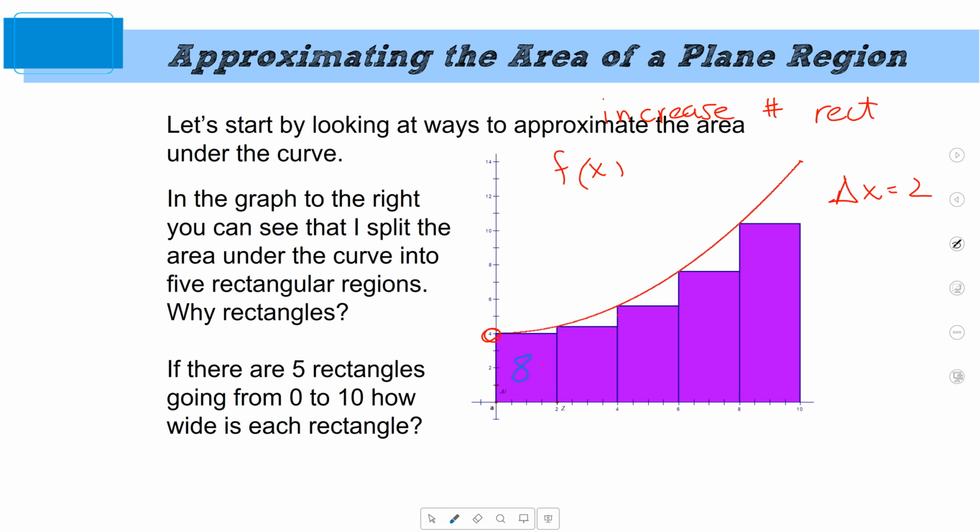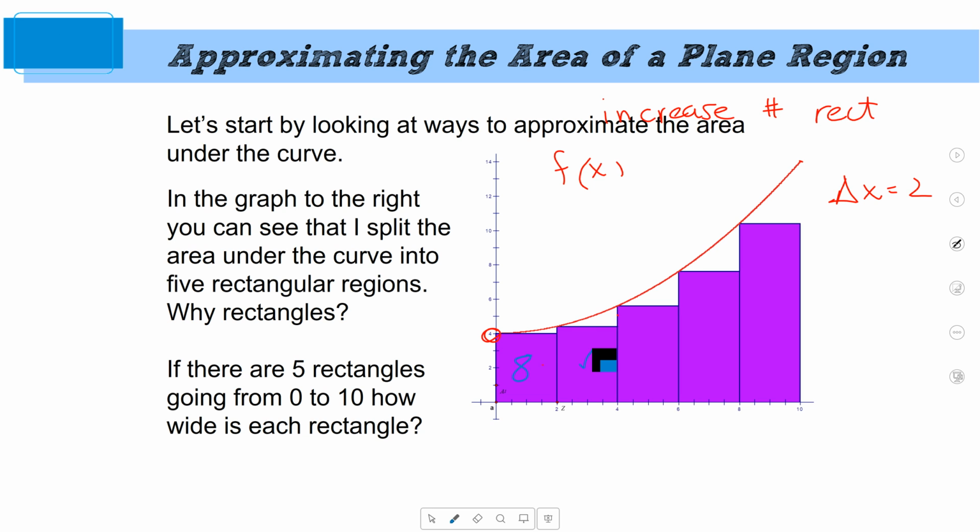Here's the fun part. What about that rectangle? 4.5. It looks like it might be 4.5, but you don't know that. How would I be able to calculate exactly how tall that rectangle is? The process involves something like this.